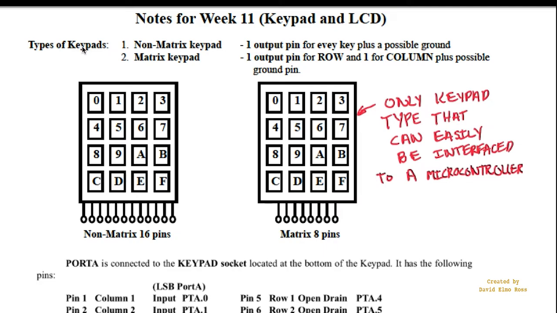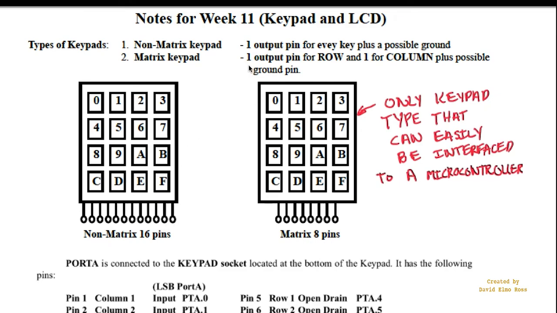When you look at keypads and keypad interfacing, there are two different types of keypads. A non-matrix keypad has one output pin for every key, plus a possible ground. And this is an example of a hex keypad that is non-matrix. So this one and this one look identical in terms of the keys, but if you look at the number of pins coming out, this one has 16 pins, possibly 17, because there's one pin per key, plus a possible ground.